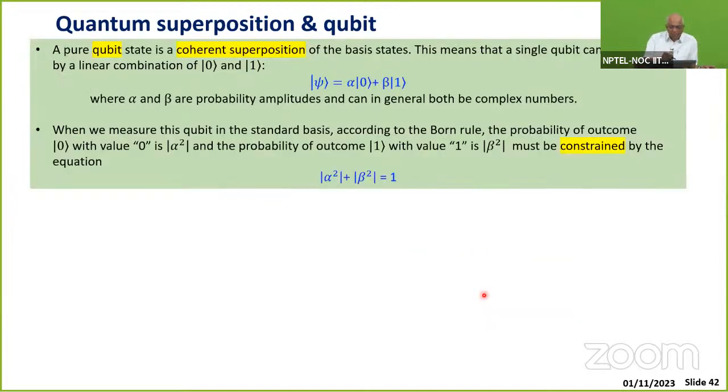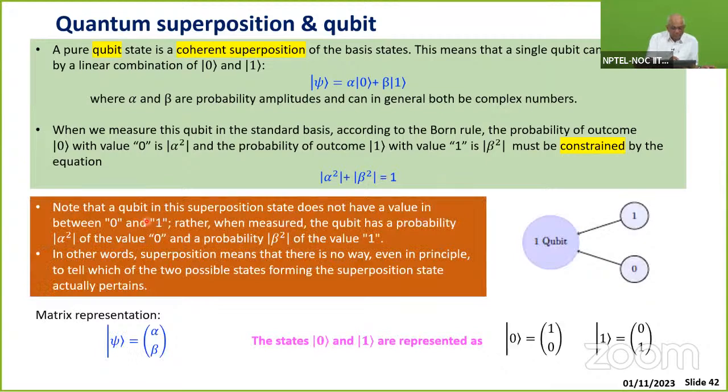But in a quantum superposition, a qubit is a coherent superposition of the basis states. So suppose you have a linear combination of 0 and 1, alpha 0 plus beta 1, with the probability amplitudes. And then when we measure the qubit in the standard basis, according to the Born rule, the probability of the outcome 0 is alpha squared. The probability of the outcome 1 is beta squared. So they are constrained by this relationship.